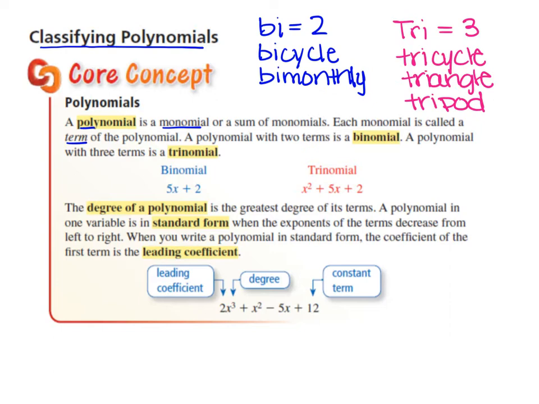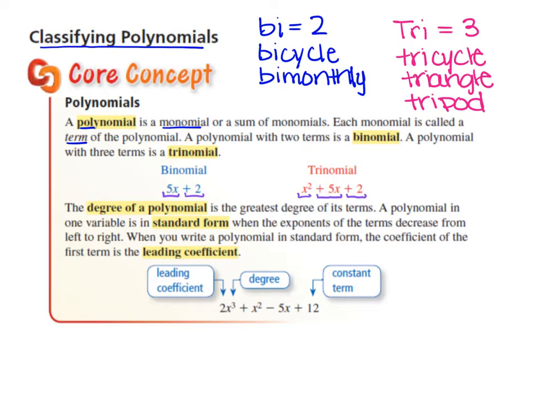Each term, again, has to be separated with an addition or a subtraction sign. So 5x is one term, and positive 2 is another term. Or x squared, 5x, and 2 are three separate terms.